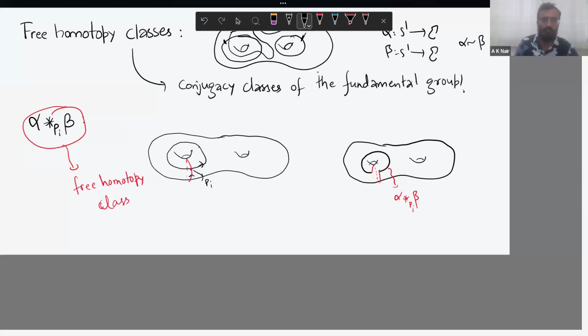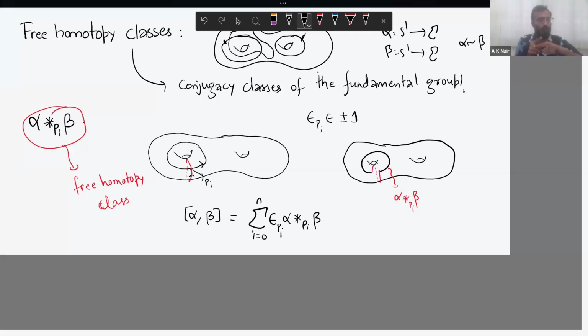So what is the definition of the Goldman bracket? You take alpha and beta, look at all the intersection points, concatenate alpha and beta at all the intersection points, and sum over those with an extra coefficient. Epsilon pi is either +1 or -1, depending on the orientation generated at this intersection point. At this point, you have one strand like this and one strand like this, and these two strands give a basis of the tangent space of the surface. We already have a fixed orientation, so we check whether the orientation given by this basis matches the fixed one. If it matches, it's +1. If it doesn't, it's -1. So this is the Goldman bracket.